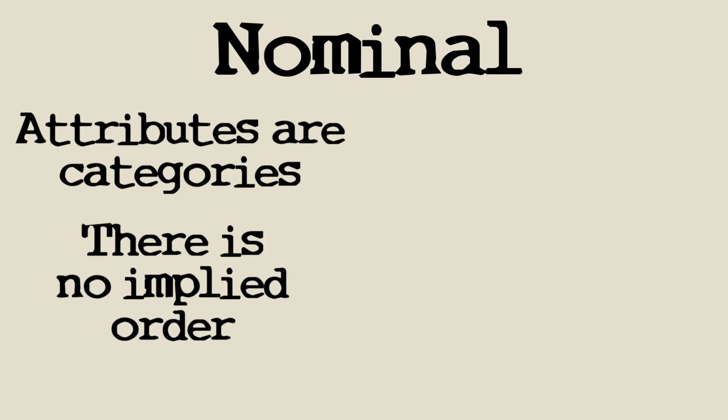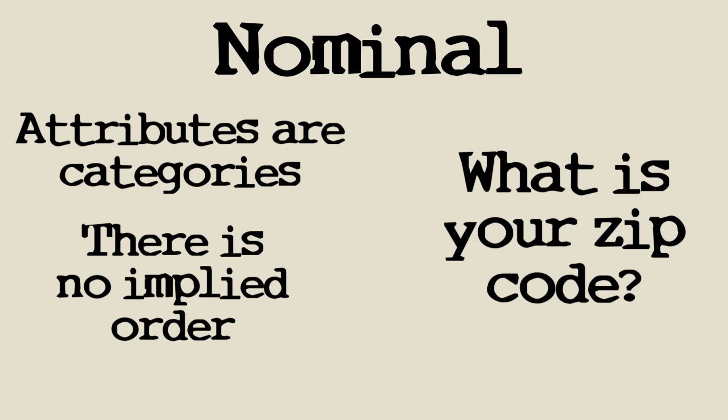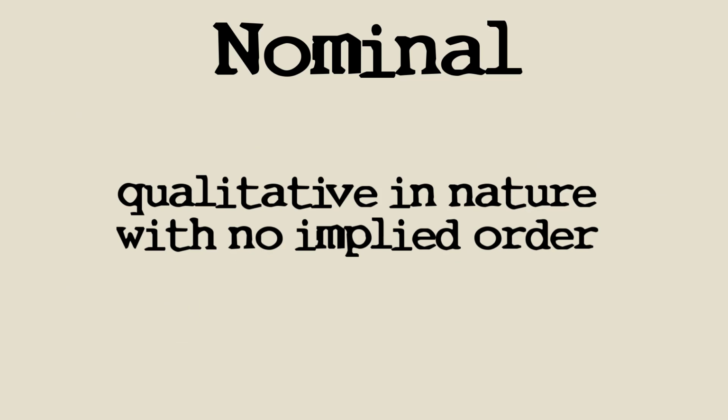Nominal variables have categorical attributes with no implied order. For example, political party, gender, and zip code are all examples of nominally measured variables. So the attributes of a nominally measured variable are qualitative in nature with no implied order.